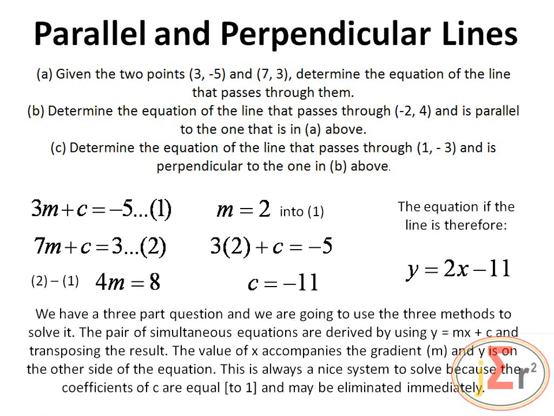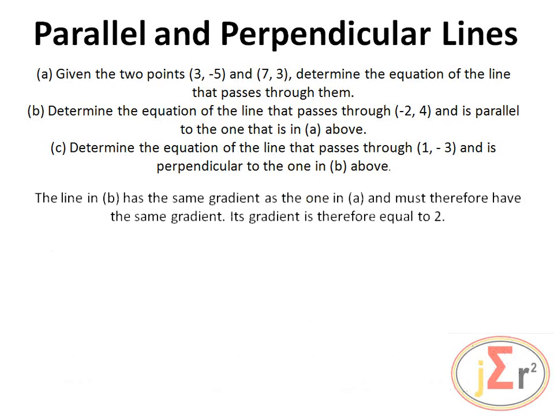The pair of simultaneous equations are derived by using y = mx + c and transposing the result. The value of x accompanies the gradient m, and y is on the other side of the equation. This is always a nice system to solve because the coefficients of c are equal to 1 and may be eliminated immediately.